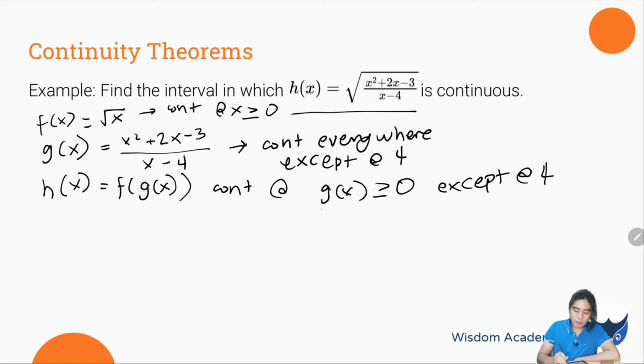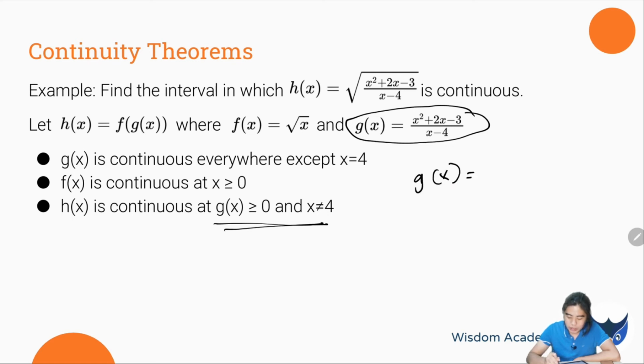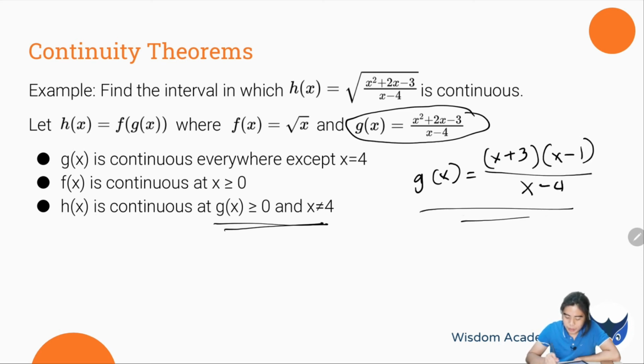So, hanapin natin where g of x will be greater than or equal to 0. So, to do that, kailangan natin alalahanin yung table of signs since g of x is a rational function. So, first, pag gumagawa tayo ng table of signs, ifa-factor out muna natin si g of x. So, g of x will be equal to, so, this will be g of x.